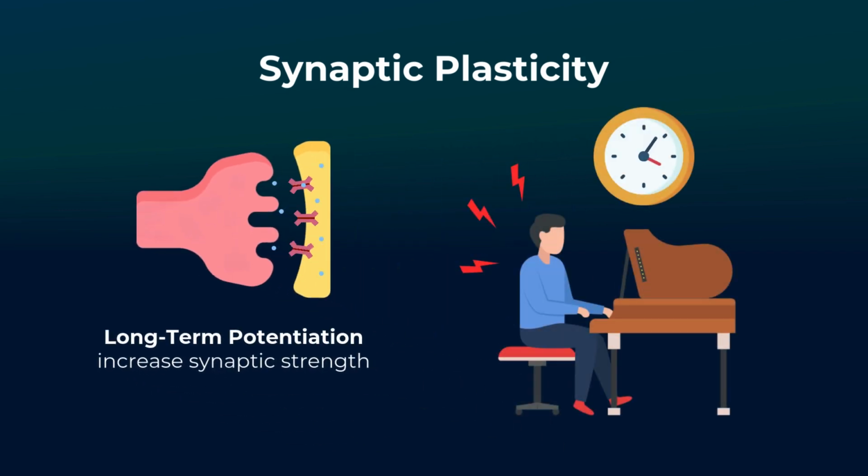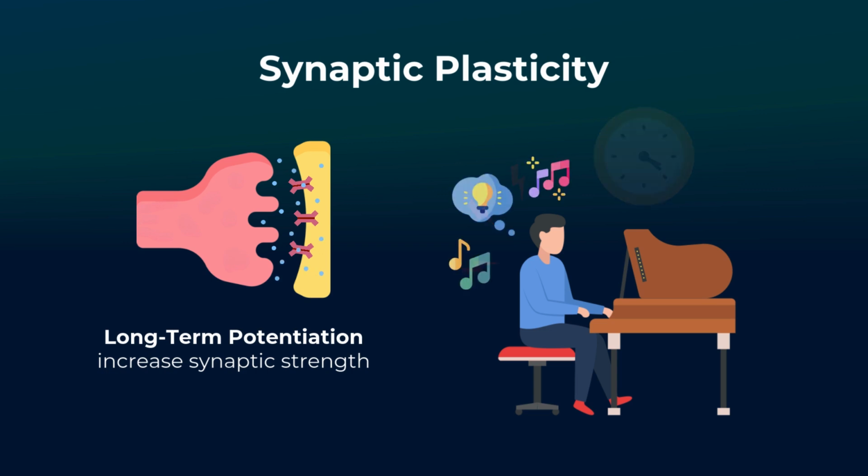For example, if you're learning how to play a new song on the piano, initially your brain forms weak connections between the neurons involved in finger movements and those responsible for auditory processing. As you practice the song repeatedly, these connections become stronger, making it easier for you to play the song flawlessly in the future.